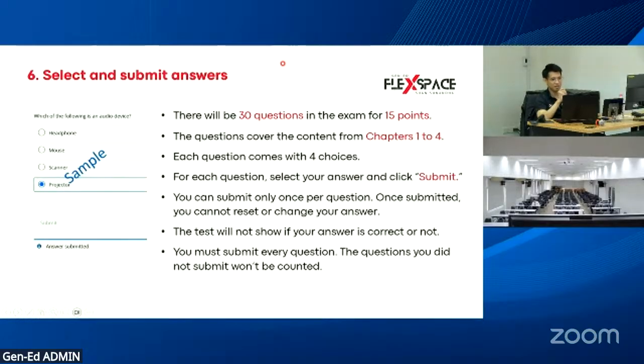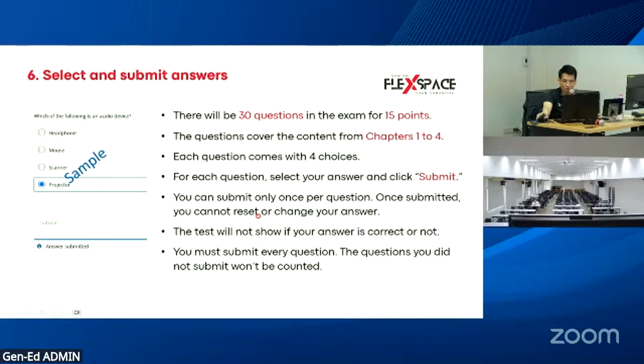And during the test, there will be 30 questions in the exam for 15 points. The questions cover the content from chapter 1 to chapter 4. Each question comes with 4 choices like this. For each question, select your answer and click the submit button. So this is the example. Which of the following is an audio device? And choose projector and hit the submit button.